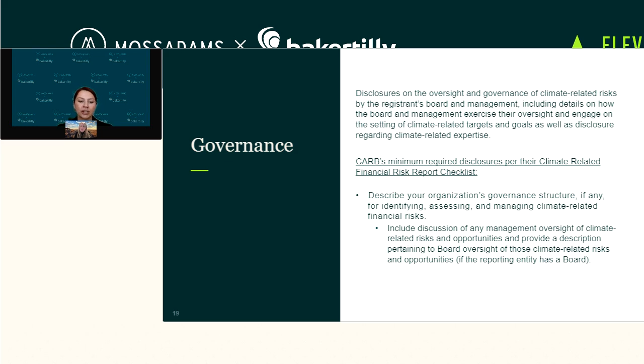So for the board's oversight, topics to consider would include: what are the processes and frequency in which the board or board committees are informed about climate risk, whether the board considers climate-related issues in guiding strategy and major plans of action, and how the board monitors and oversees progress against goals and targets for addressing climate-related risks and issues. For management's oversight, topics to consider would include whether the organization has assigned climate-related responsibilities to management-level positions or committees or steercos, how management monitors these climate-related issues, and how management escalates those issues to the board.